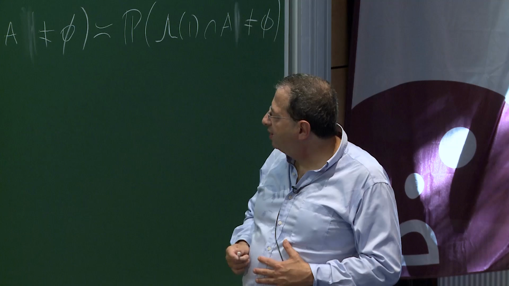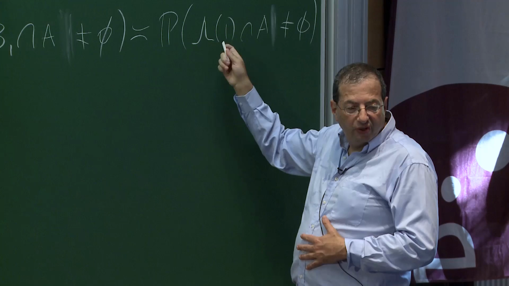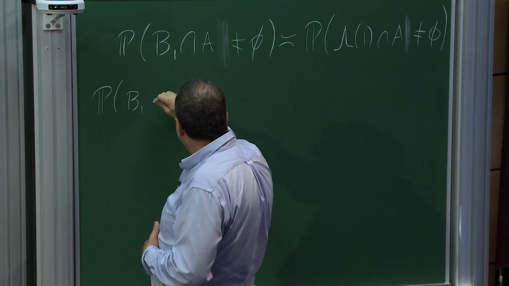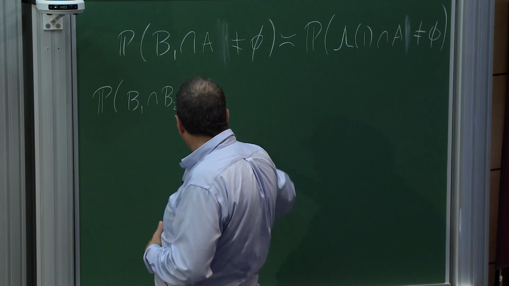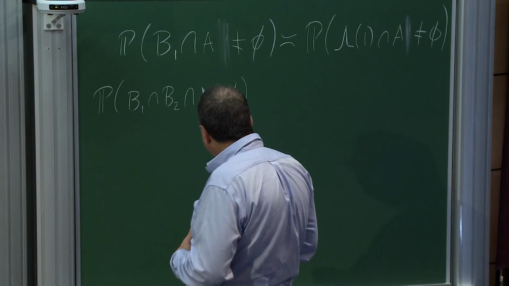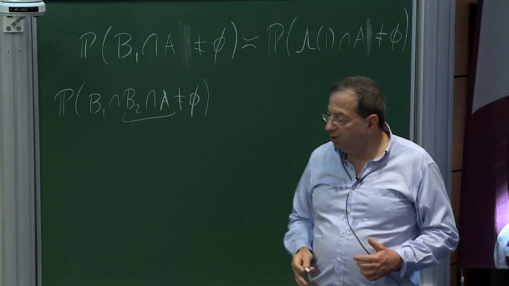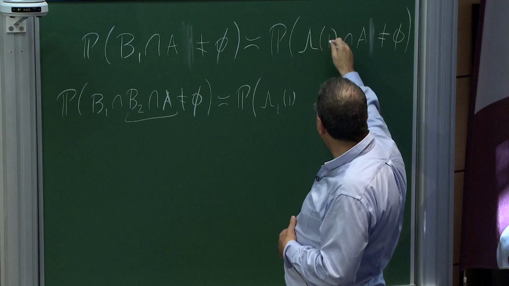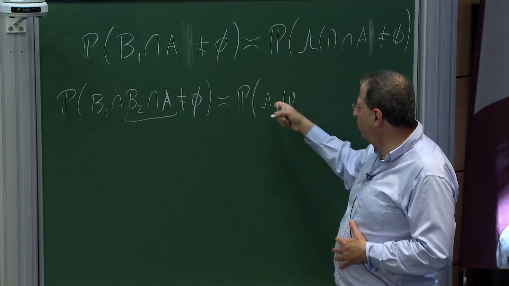So why is this useful? Because it's very easy to understand what happens when we intersect two independent copies of this set. Remember, what was our goal? To understand, I take B1 and intersect with B2, intersect with A, and we want to understand when this is non-empty. Well, let's think of B1 intersect B2 as some set, and now we know by this that this is equivalent to the probability that lambda 1 of 1, which just corresponds to my parameter alpha, but this one means I'm going to take one copy of the set, intersect B2, intersect A is non-empty.